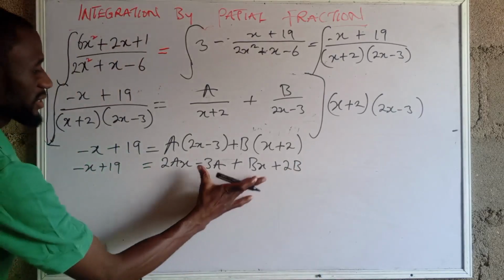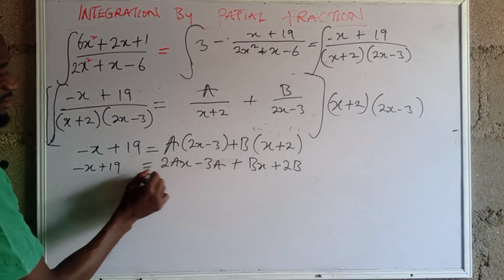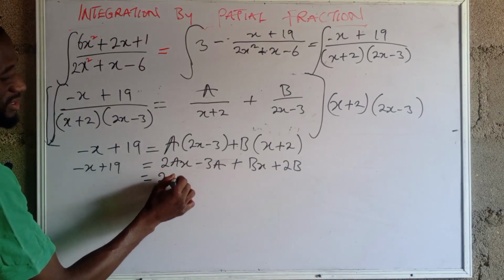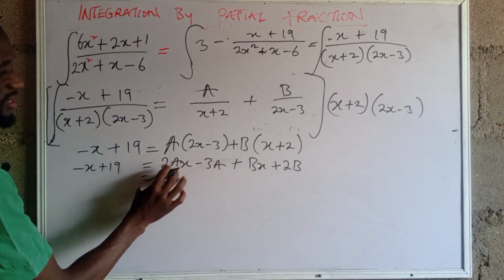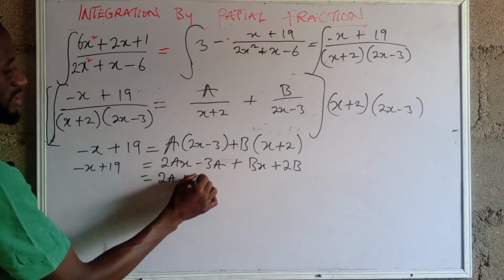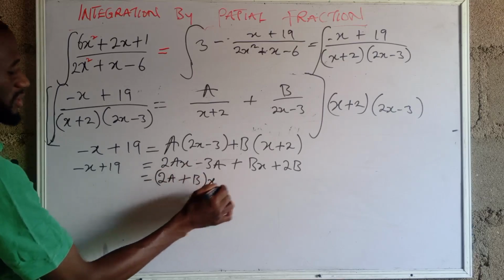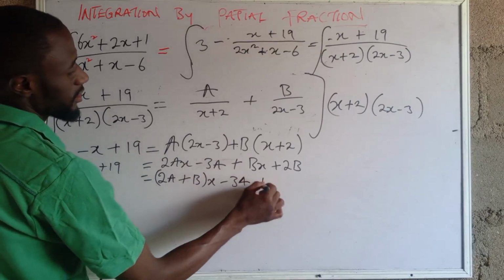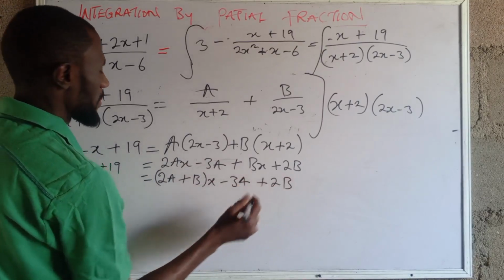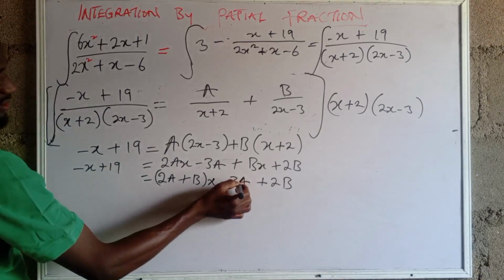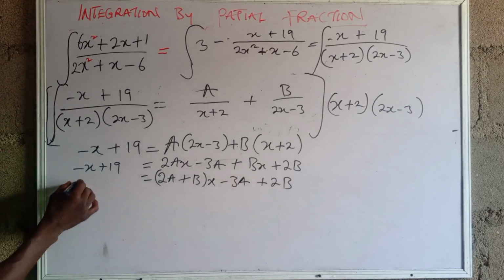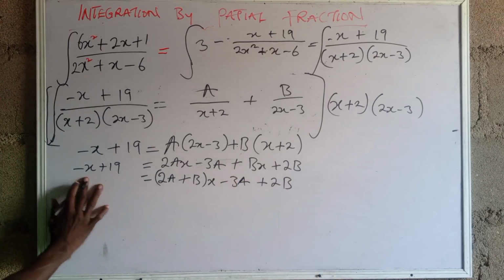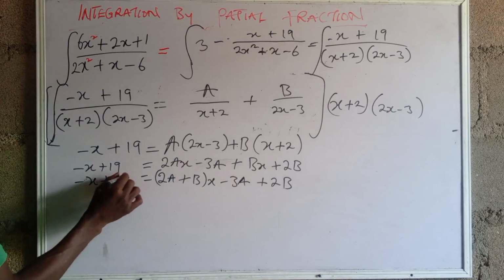Then we can factorize those with x in one place. Here we have 2a plus b, x outside, we factorize x outside. You have minus 3a plus 2b, those without x in one place, which is equal to minus x plus 19.